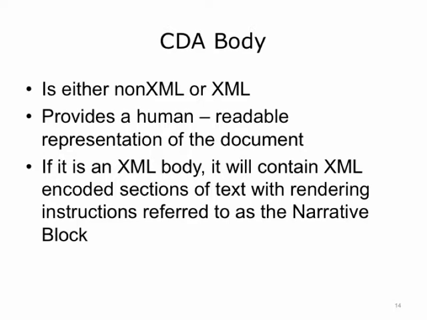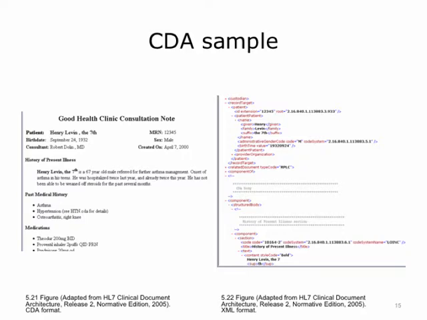If it's an XML body, it will contain XML encoded sections of text with rendering instructions referred to as the narrative block. The narrative block provides for the rendering of a human-readable document. Here is a sample of a CDA.